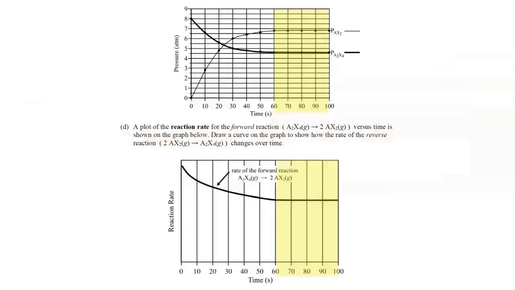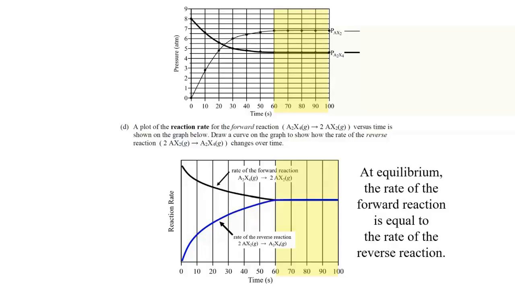So we need the rate of the forward reaction and the rate of the reverse reaction to eventually be equal at equilibrium. So therefore, the reverse reaction starts out at 0 because in the beginning, there are no particles of AX2 in the reaction vessel. So the reverse rate is 0. That's going to steadily increase until eventually the rate of the reverse reaction is exactly equal to the rate of the forward reaction. So at equilibrium, the rate of the forward reaction is equal to the rate of the reverse reaction.